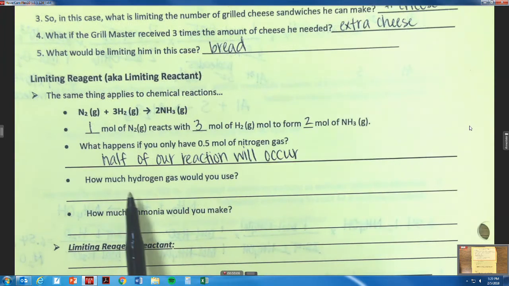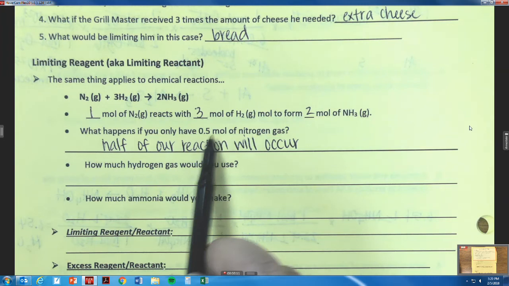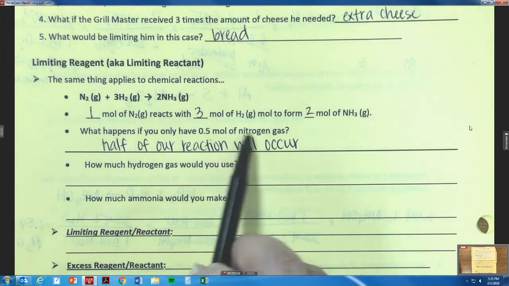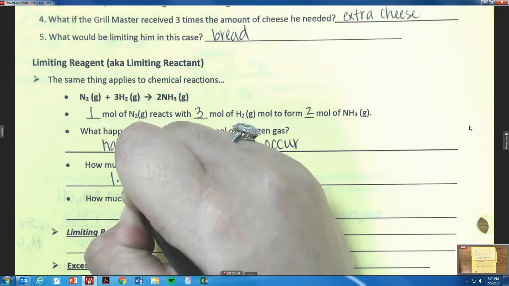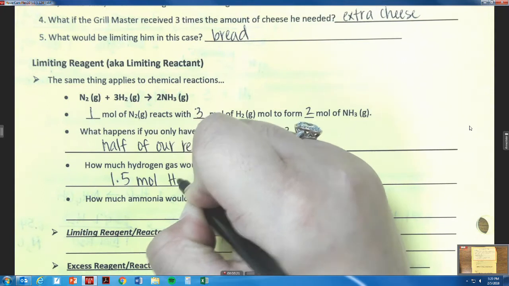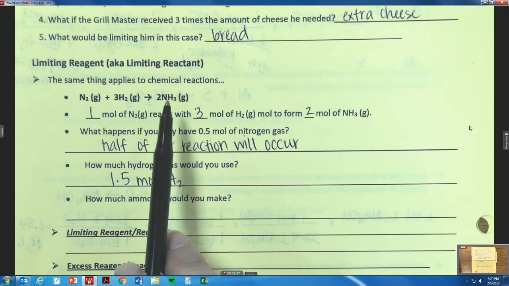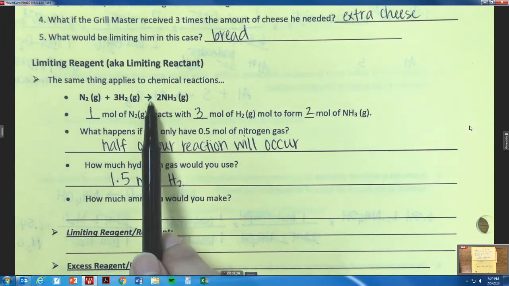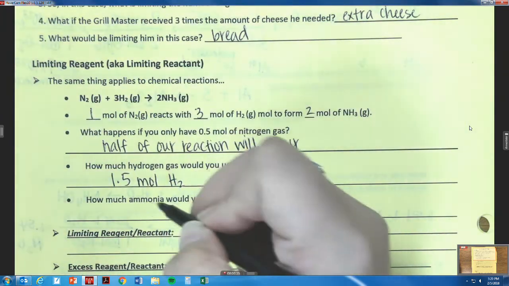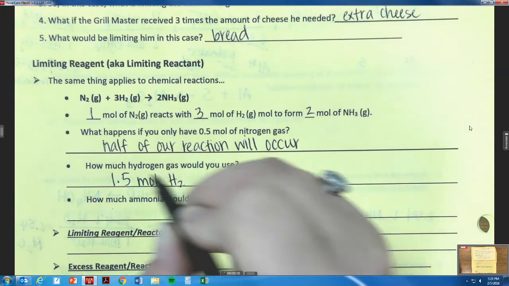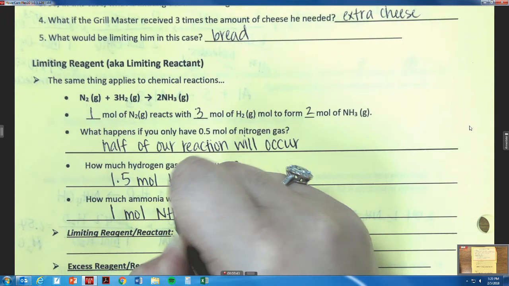And then how much hydrogen gas would you use? Again, if we only have half of our moles of nitrogen, then what's half of 3? That's going to be 1.5 moles of hydrogen. And how much ammonia would we make if we only had half of this reaction? Half of 2, 2 divided by 2, is going to be 1. So we would end up with 1 mole of ammonia.